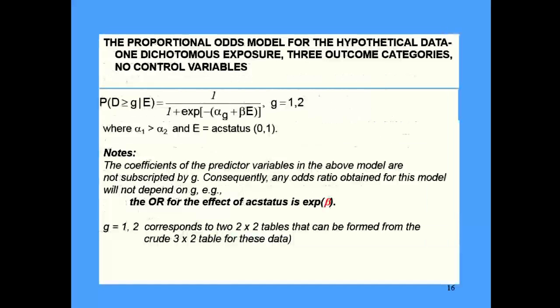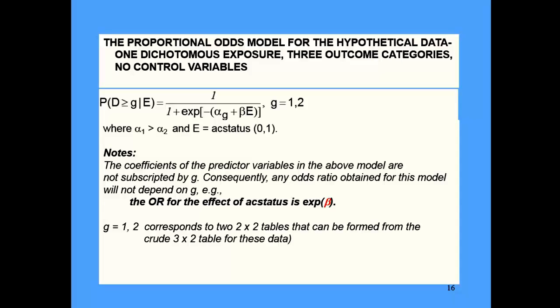Now, let's go a little further. The next thing I want to show you is what the proportional odds model looks like. This is what the formula looks like if you're just dealing with the crude data, where you only have one predictor variable, one exposure, and you're not controlling for anything else. This is what the formula looks like for the proportional odds model. We have to explain what we mean by proportional, but this is what the model looks like.